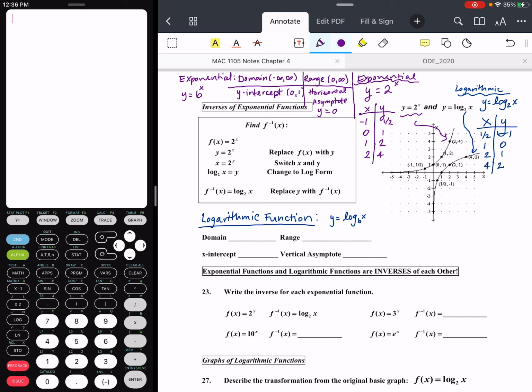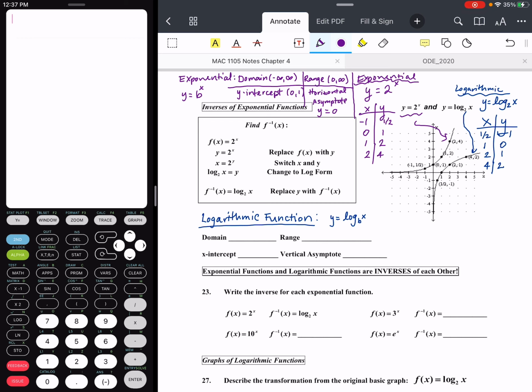for our exponential functions in the form y equals b to the power x, remember that we talked about how the domain is negative to positive infinity, range is 0 to infinity, y-intercept is 0, 1, and that they have a horizontal asymptote y equals 0. So over here on the right, we've got this pre-printed graph, and it's graphing y equals 2 to the power x versus the corresponding log function. So let's focus on the exponential first. Y equals 2 to the power x, underlined here in purple.